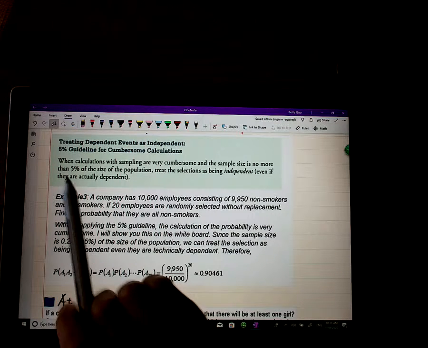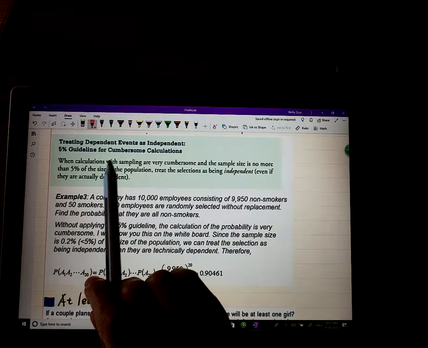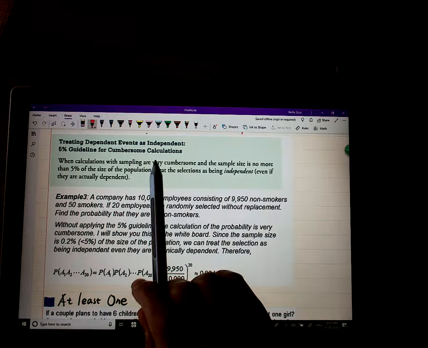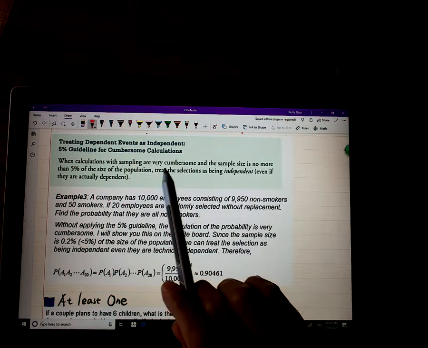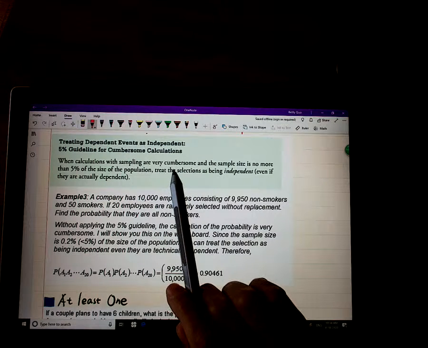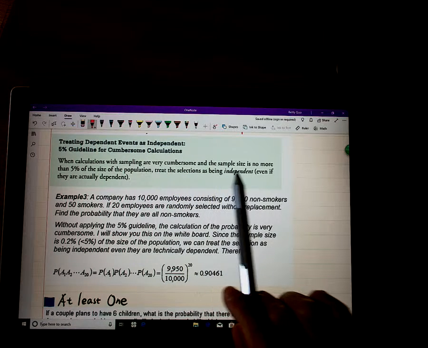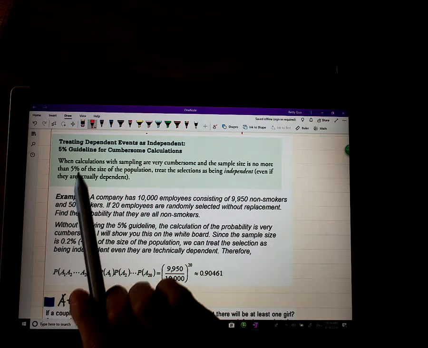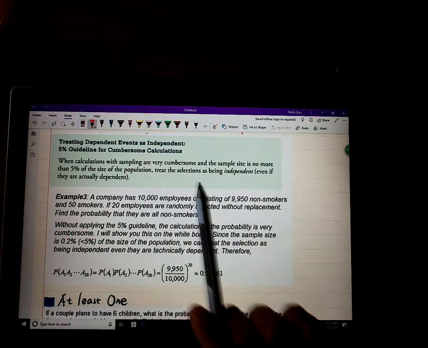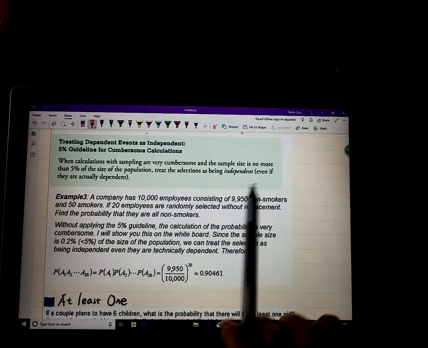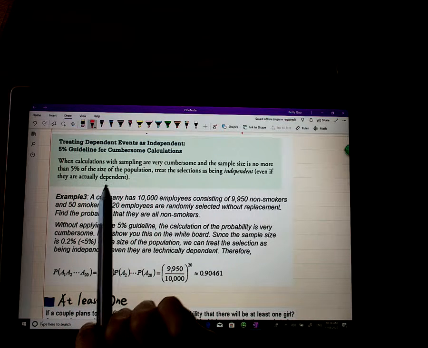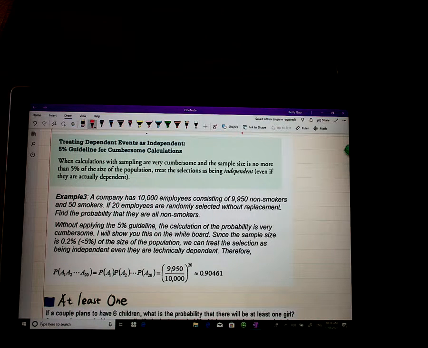So here we have a 5% guideline for cumbersome calculations. When calculations with the sampling are very cumbersome and the sample size is no more than 5% of the population size, treat the selections as being independent, even if they are actually dependent. So let me explain what that means.